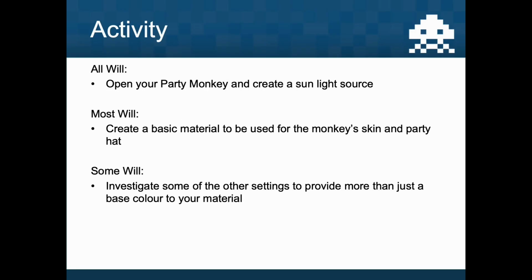So now that you've had that demonstration, I'd like you to create a light source to light up your party monkey. I'd then like you to create a basic material for the monkey's skin and party hat, and you can investigate some other sort of settings within the material section to give things like opacity or reflection to the monkey's surface. Pause the video at this point and give yourself 10 minutes to make your party monkey fully coloured with a number of different materials.